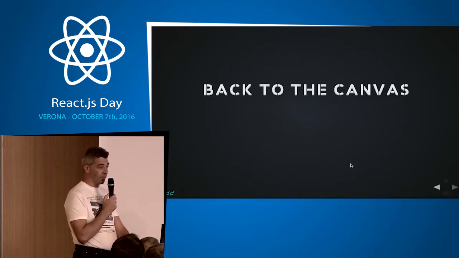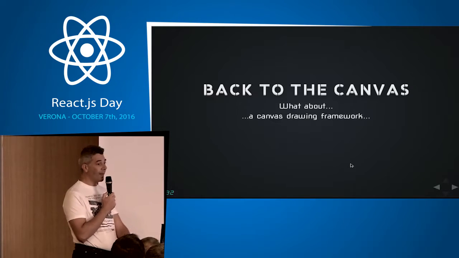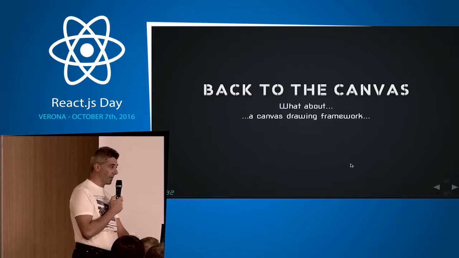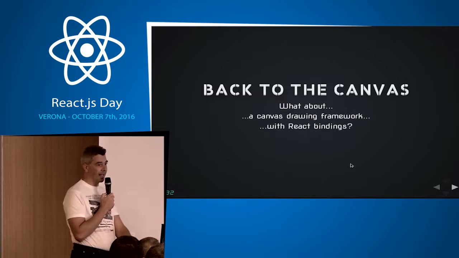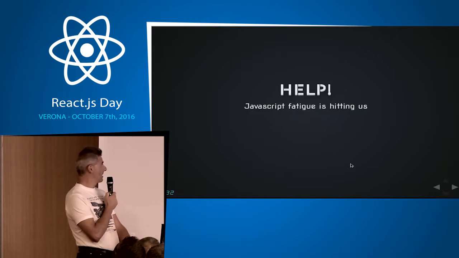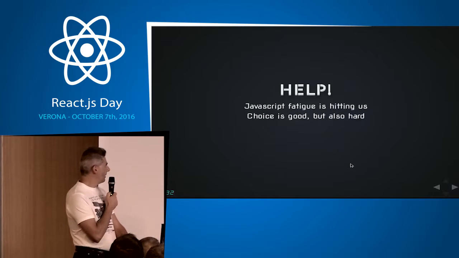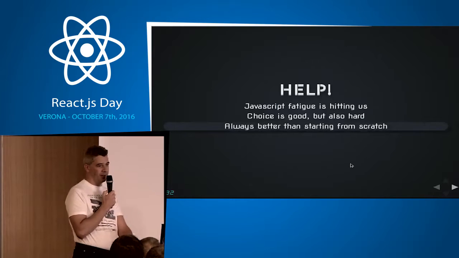Then back to the canvas. And we need to draw that thing onto a 2D canvas. So what we want is a canvas drawing framework with React bindings. And the problem now is JavaScript fatigue. There are too many frameworks, as usual. And choice is good, but also hard. Mind you, I'm not really complaining. It's always better having a lot of choice than starting from scratch.